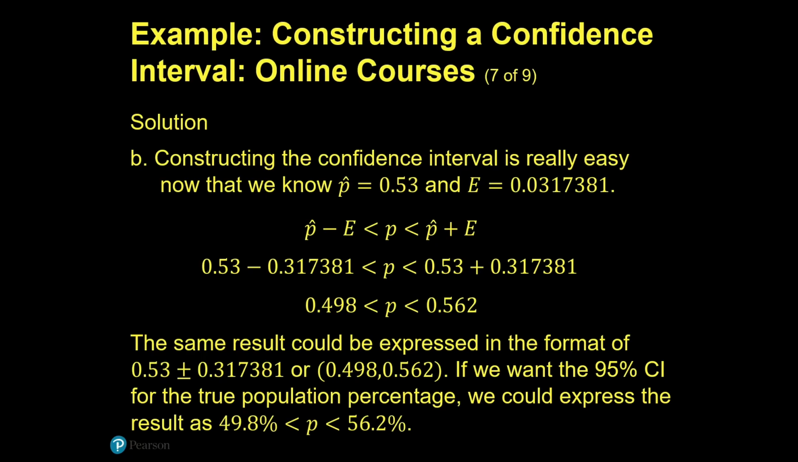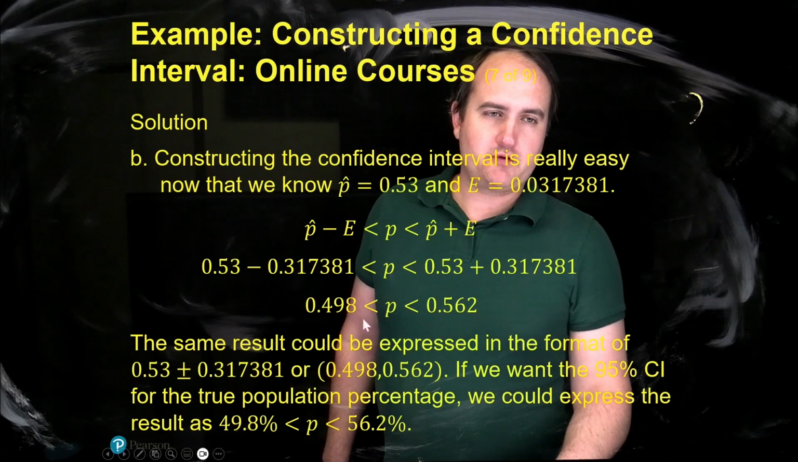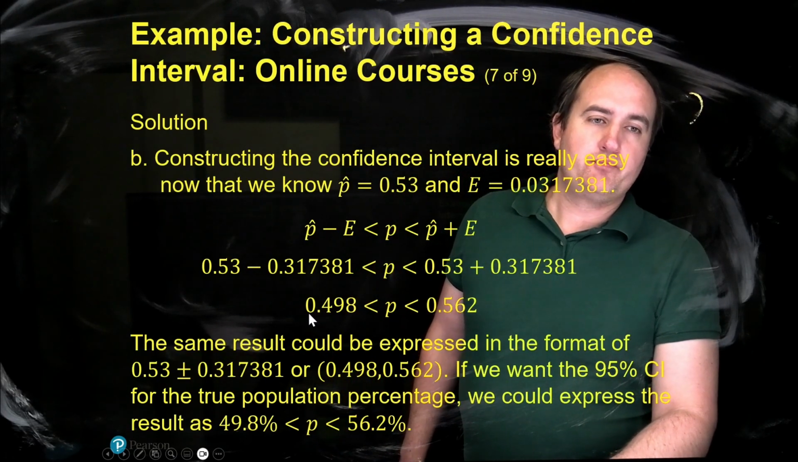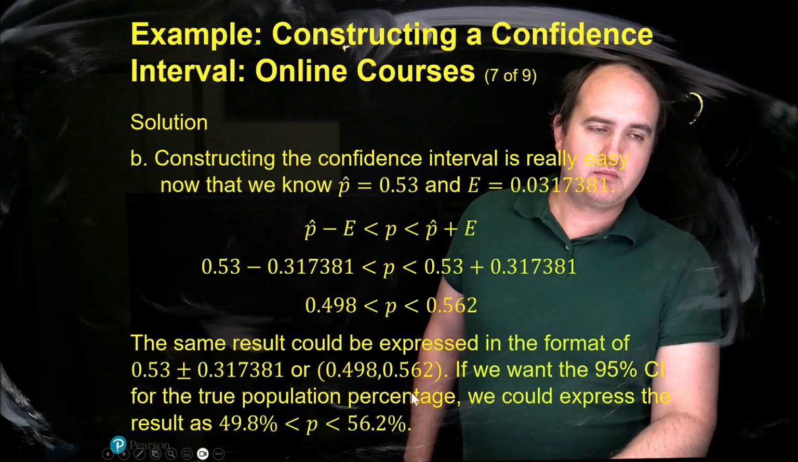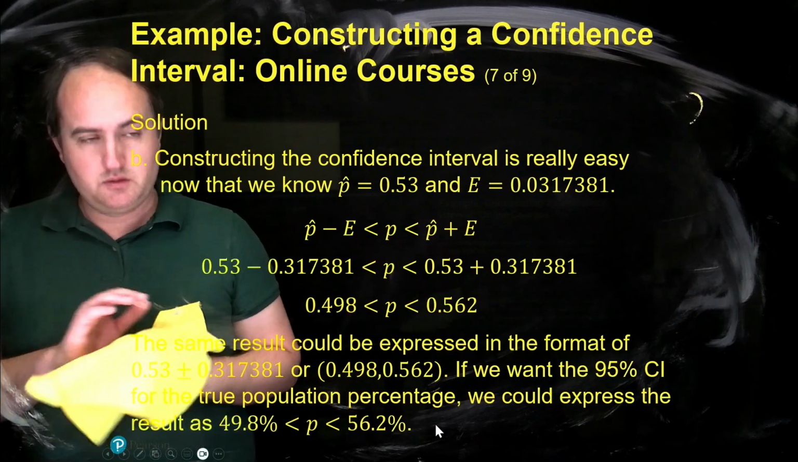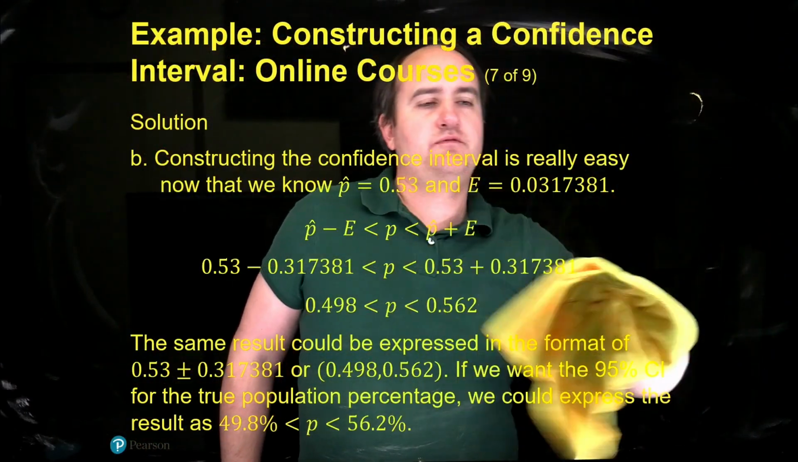And then I wanted to point out, as you can see here on this slide at the bottom, the same result could be expressed in another format. You can also write it as p hat plus minus E. That's what this is. So 0.53 plus minus E. Or instead of writing 0.498 is less than p is less than 0.562, you can write it as an interval with parentheses. And you just separate the lower boundary, 0.498, and the upper boundary, 0.562, with a comma. And if we want the 95% confidence interval for the true population percentage, we could express the result as 49.8% is less than p is less than 56.2%.